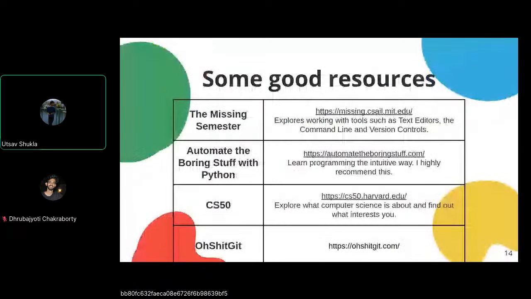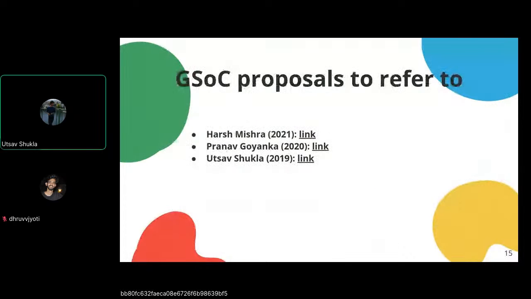So these are some good resources, but this is if you're just starting the GSoC process, not if you are at the proposal stage. But yeah, these are some good resources for your GSoC journey. And these are the GSoC proposals you can refer to. I would share this PPT with the organizers. They can share it with you, so you can refer to them.